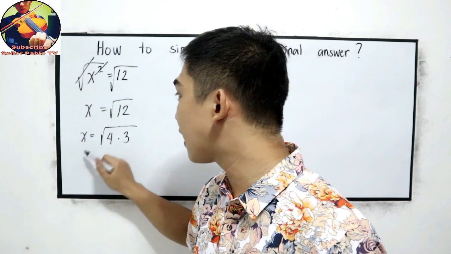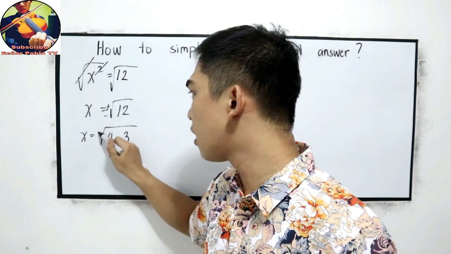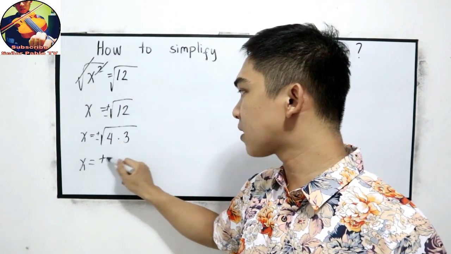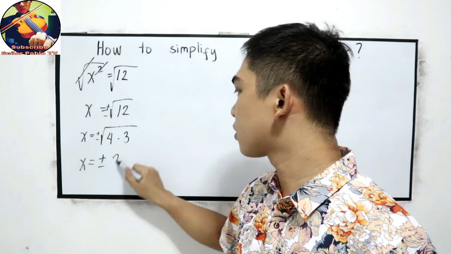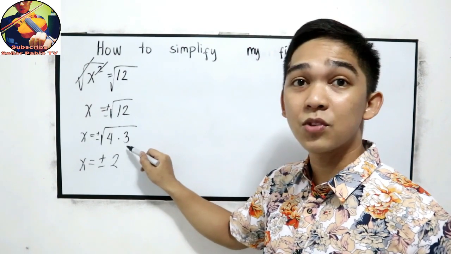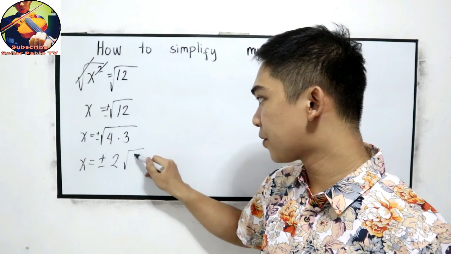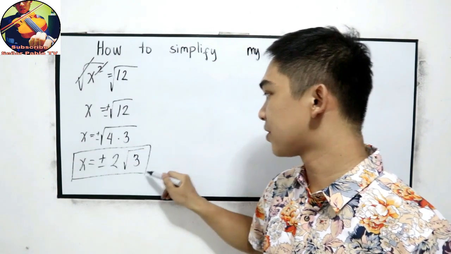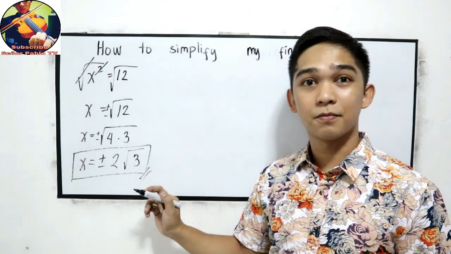And our final answer will be, let's write plus minus. X is equal to positive negative square root of 4, that is 2. What will happen to 3? Okay, copy the square root, then write 3. This will be our final answer: positive negative 2 square root of 3.